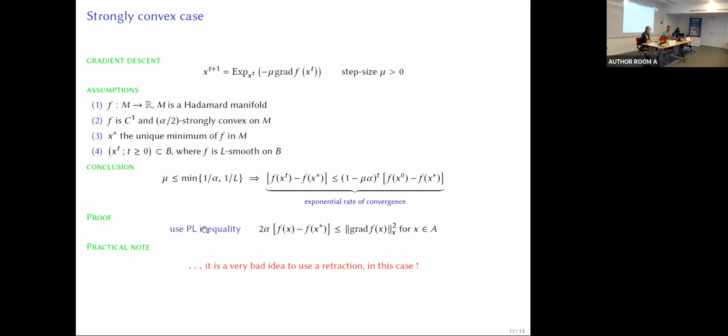The proof follows from the so-called PL inequality, which is easy to generalize from Euclidean space to Riemannian space. So using the Riemannian geodesic map, the exponential map, we have an exponentially fast rate of convergence. And in fact, in this case, it would be a bad idea to use a retraction instead of the exponential, because retractions don't guarantee such fast convergence rates. So even though the exponential is more costly, it converges so fast that you'll do so many fewer calculations. It's going to converge in, let's say, 4 to 7 steps, whereas the retraction is going to converge maybe in 500 steps. So using the exponential is better.